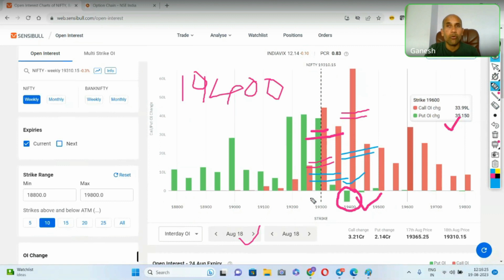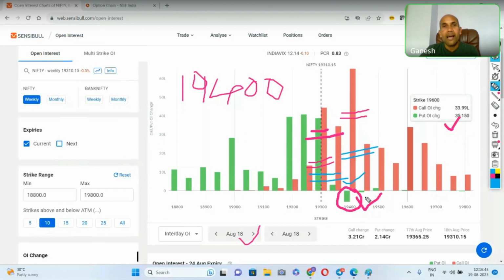This is much more helpful for positional trades. Of course, this is at the intraday level I'm telling you about, okay? Not for positional. So at the intraday level, I'm explaining what is unwinding and all those things. Okay, hope this is clear so far.